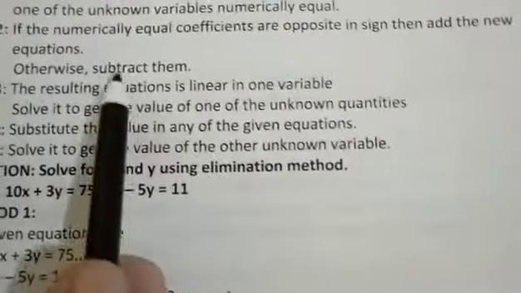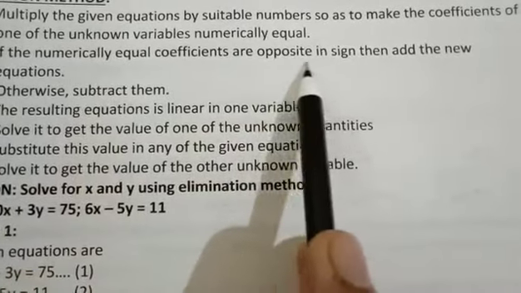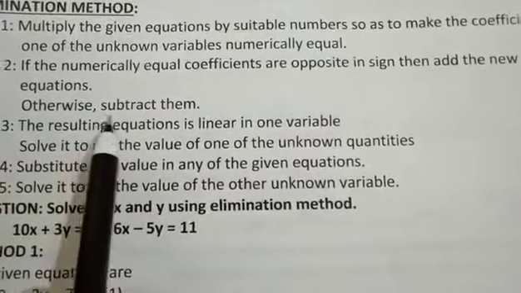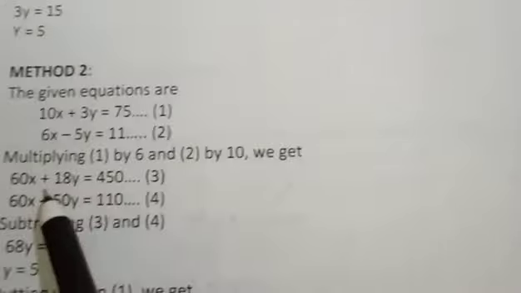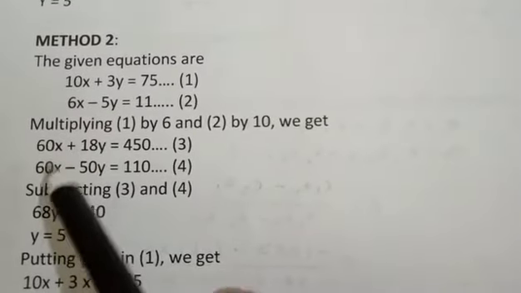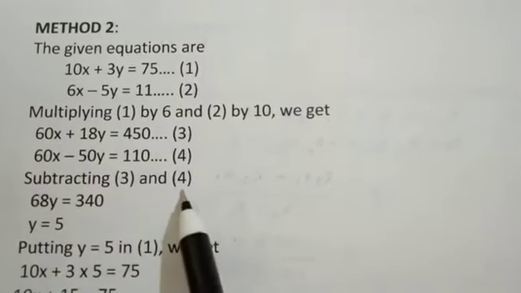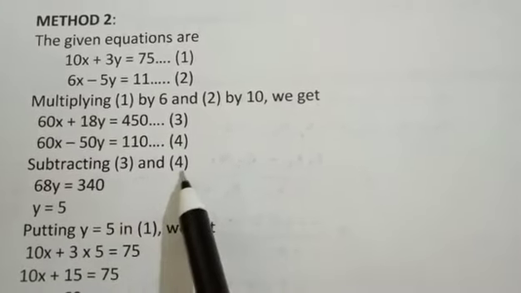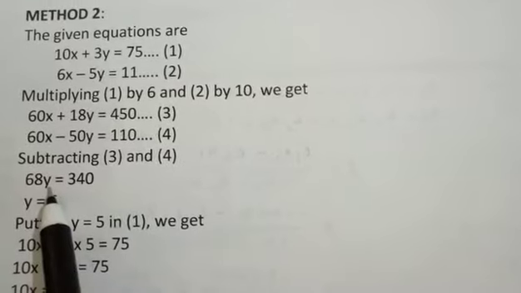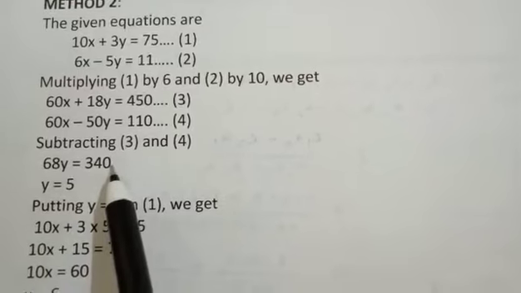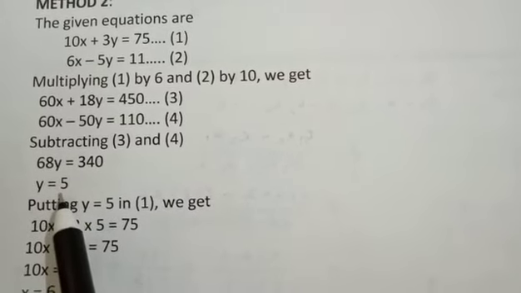So coming to step number 2, as we have discussed here, if they have opposite sign, we add up the values, otherwise subtract. Now here, since both of them have got the same sign, we are going to subtract 3 and 4. Subtracting 3 and 4, I am going to get a linear equation of y, that is 68y is equal to 340. That means y is equal to 5.